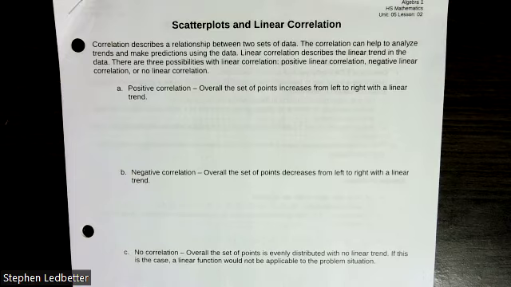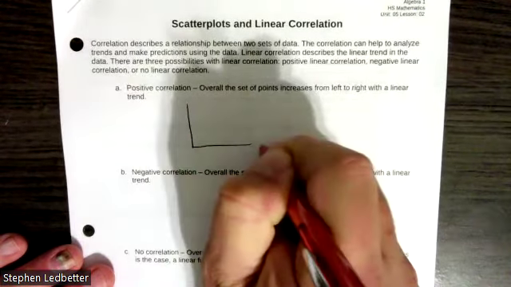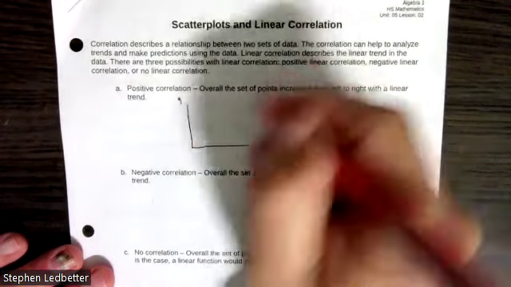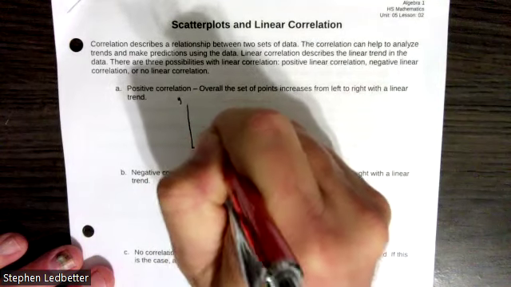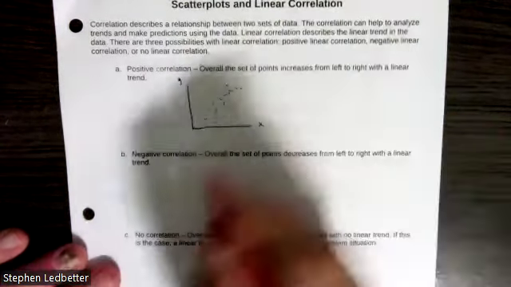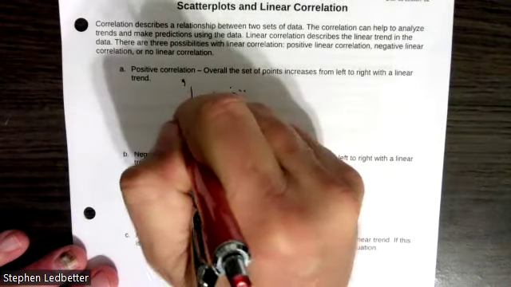Here we go. A positive correlation. Remember, we have a coordinate plane, quadrant one. We have the x value and the y value. A positive correlation means that my dots appear to make some kind of pattern going up. As X goes up, my Y values go up.